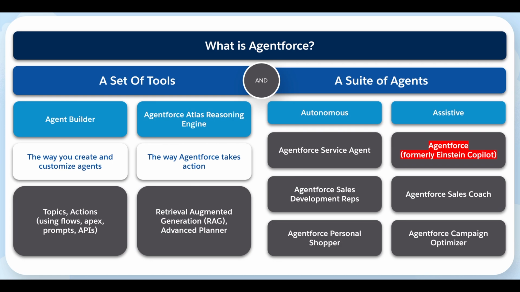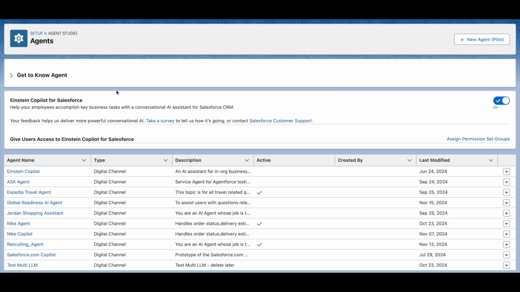Agentforce is a set of tools like Agent Studio, Agent Builder, Atlas Reasoning Engine, and a suite of autonomous and assistive agents that are created with Agentforce tools. Now, there are some prerequisites like enabling Einstein AI and adding specific permission sets. Once you turn them on, you should see the Agent Studio in the setup menu. Agent Studio is your go-to space for designing conversational AI experiences.